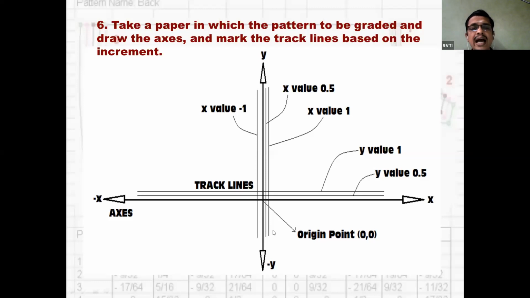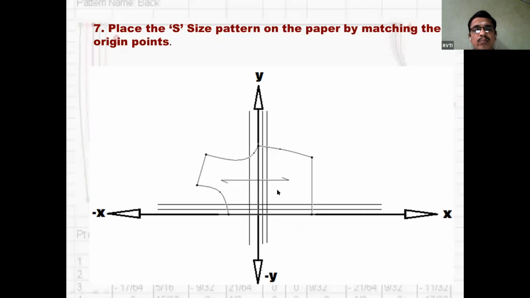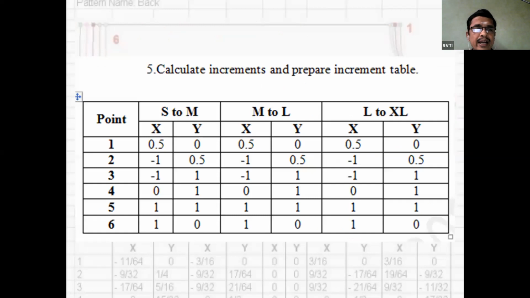Then what I have to do is place the pattern. Place the S size pattern on the paper by matching the origin point. First you have to match them, because you have already drawn the axis on the pattern as well as the axis on the paper. Both origin points should match. Then you have to move each and every point. First I have to apply the increment for this point. What is this point? This is point number 1. See the increment table: for point number 1, X is plus 0.5, Y is 0.